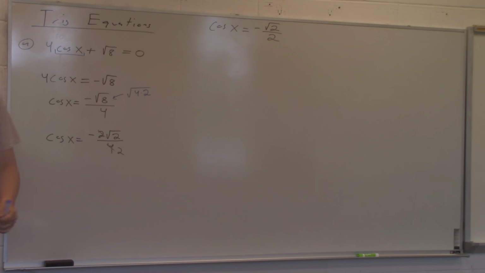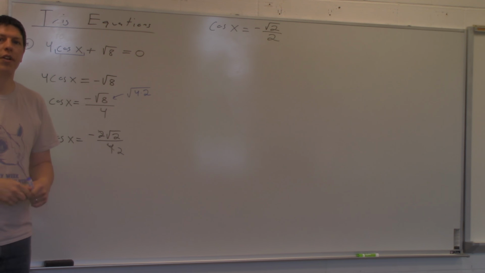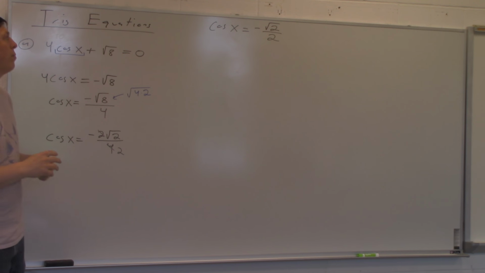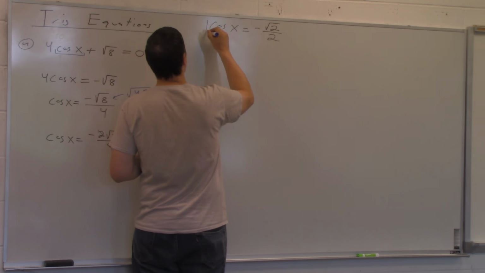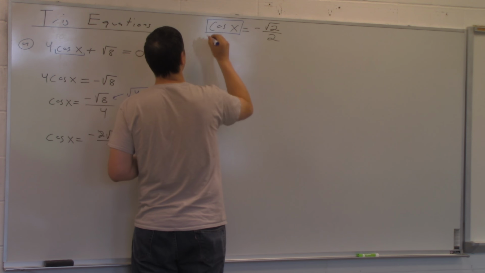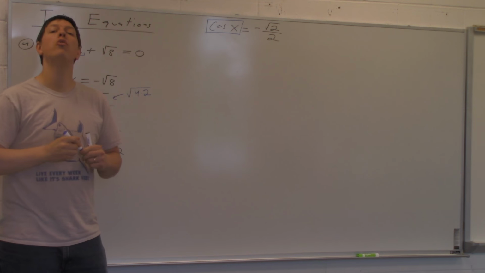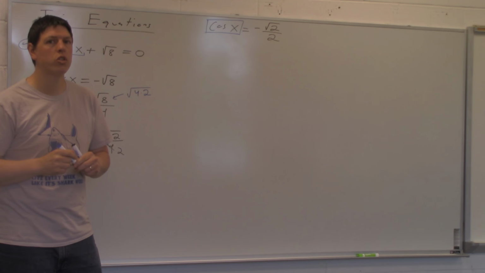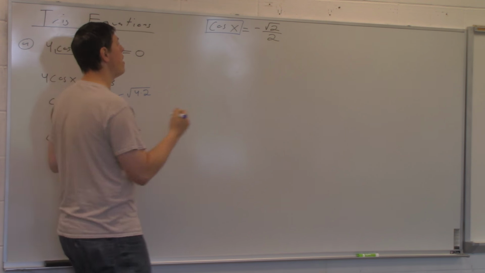So there are going to be some instances where you have to do some simplification to be able to get to something nice. All right, so now what we're going to do is we go back on the unit circle. The cosine function on the unit circle is the x-coordinate.